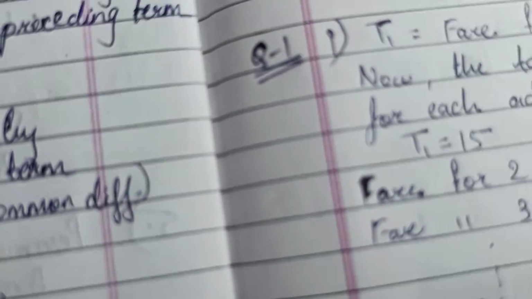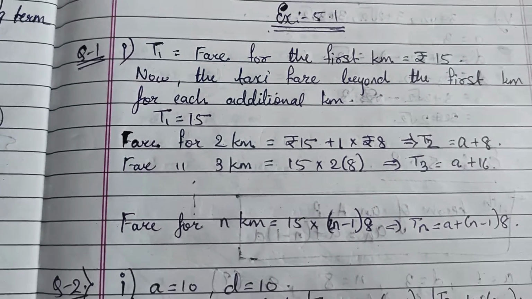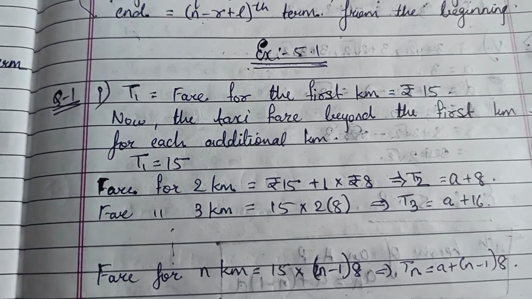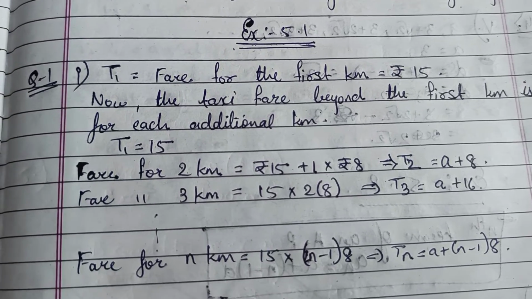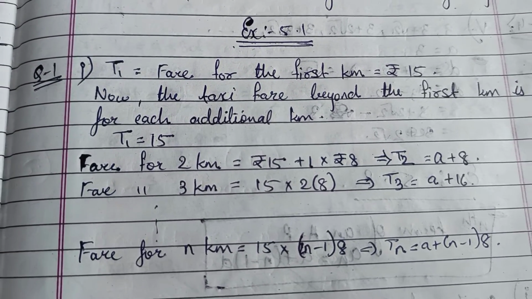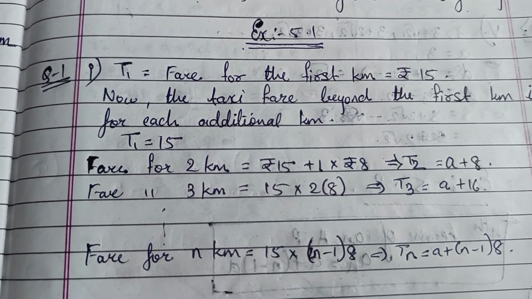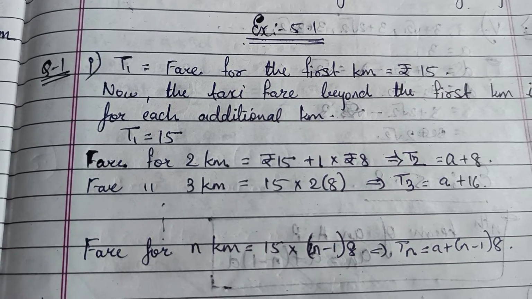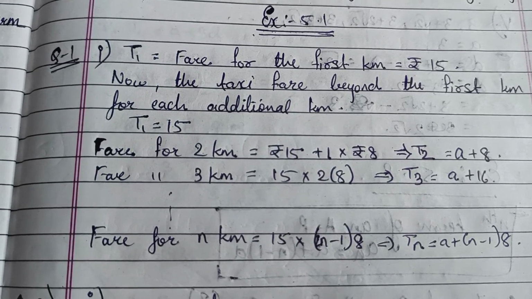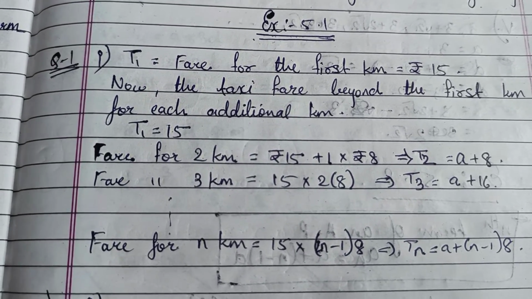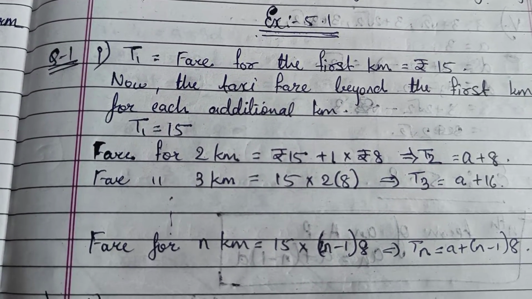Question number 1. In which of the following situations does the list of numbers involved make an arithmetic progression and why? See, you are given total 4 questions. I am solving only one for you. Rest you have to solve. You just have to find whether this series is in AP or not, meaning whether the given situation is in arithmetic progression or not.